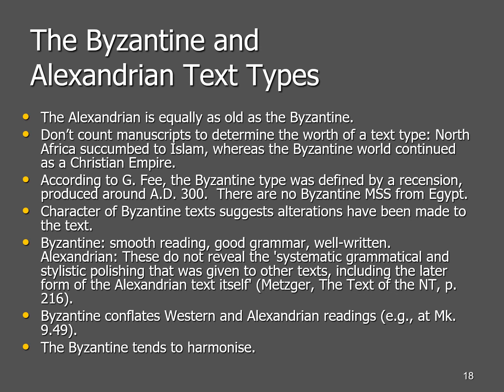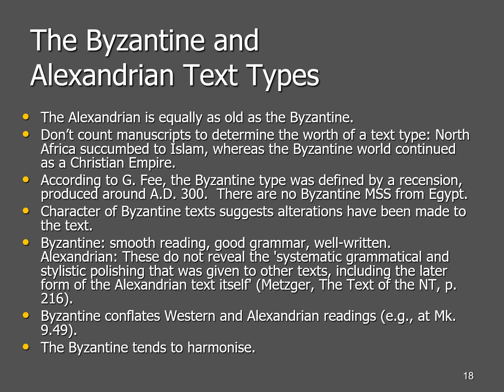And this then leads us to one of the most important principles in textual criticism, and that is, don't count manuscripts to determine the worth of a text type. North Africa, as we said, succumbed to Islam, whereas the Byzantine world continued as a Christian empire. So North Africa ceased to produce many copies of the New Testament, whereas the Byzantine world, the eastern part of the Roman Empire, continued for a long time to copy Greek manuscripts.